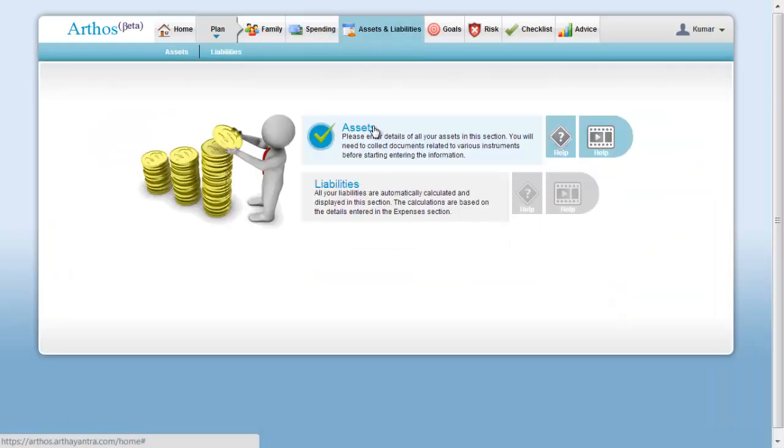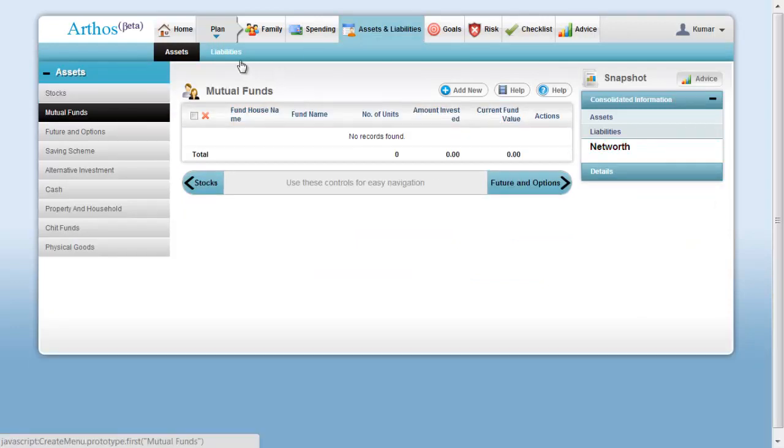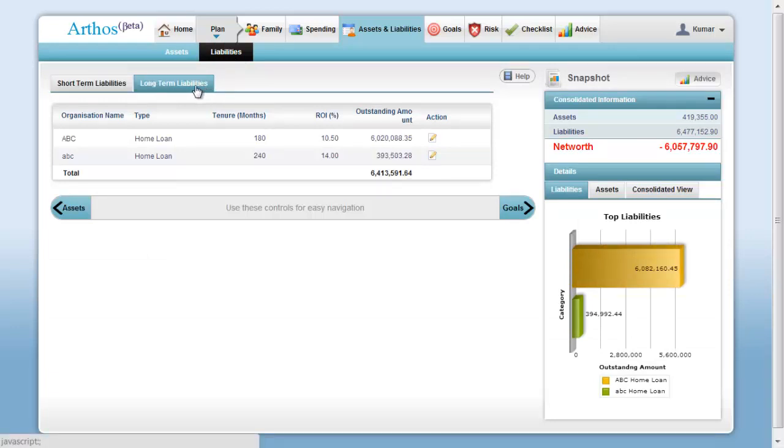In assets, we take a note of all the assets that you have. Liabilities are the loans that you hold. They are automatically calculated and categorized as short-term and long-term liabilities. Once these two sections are completed, you are ready to plan for your future.